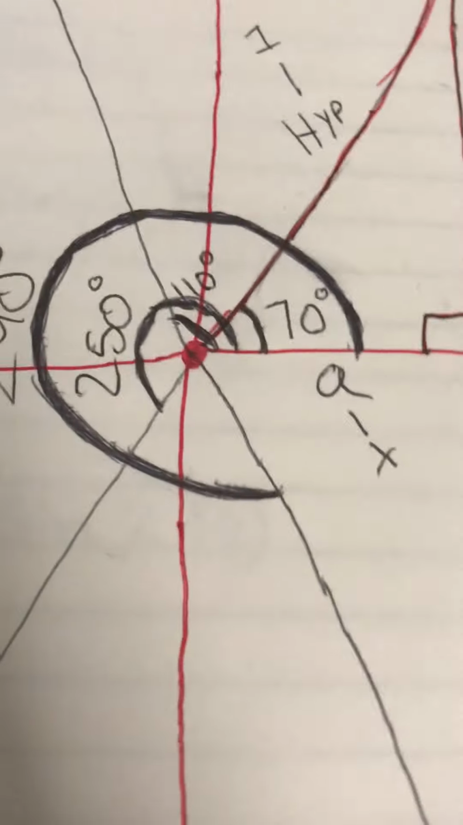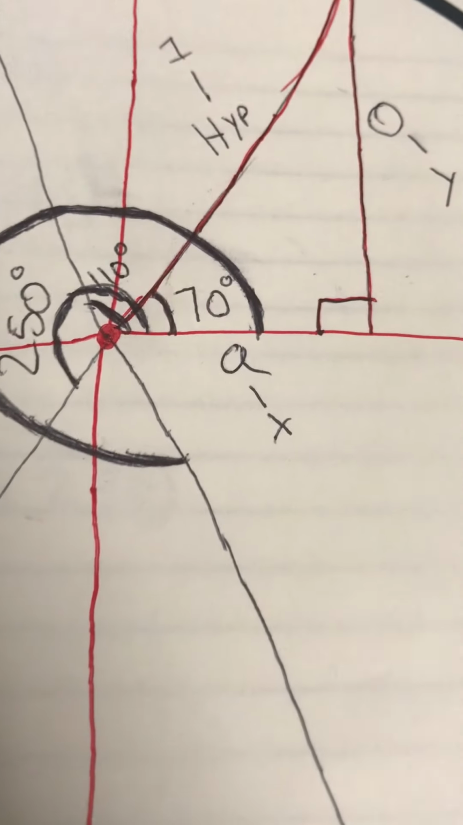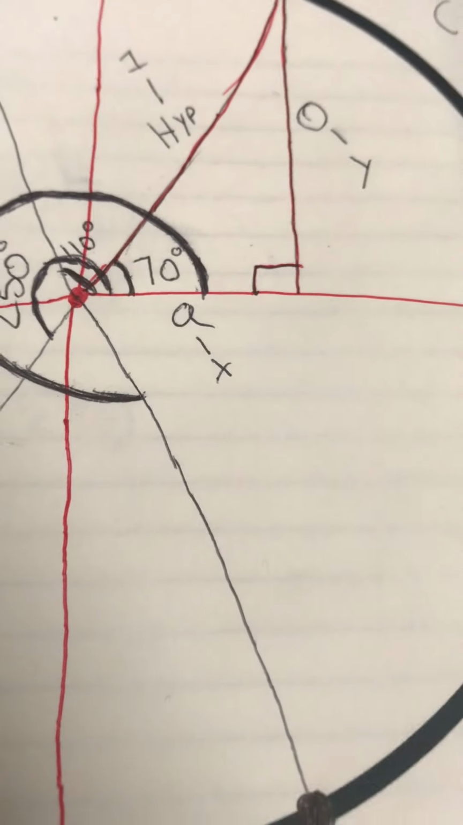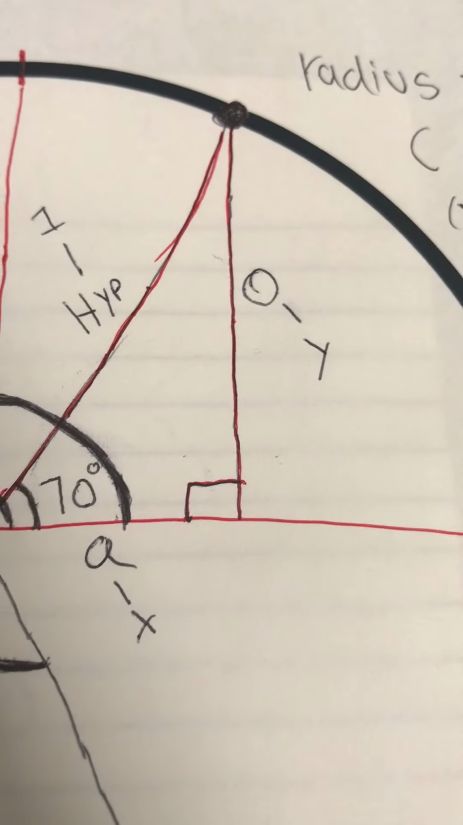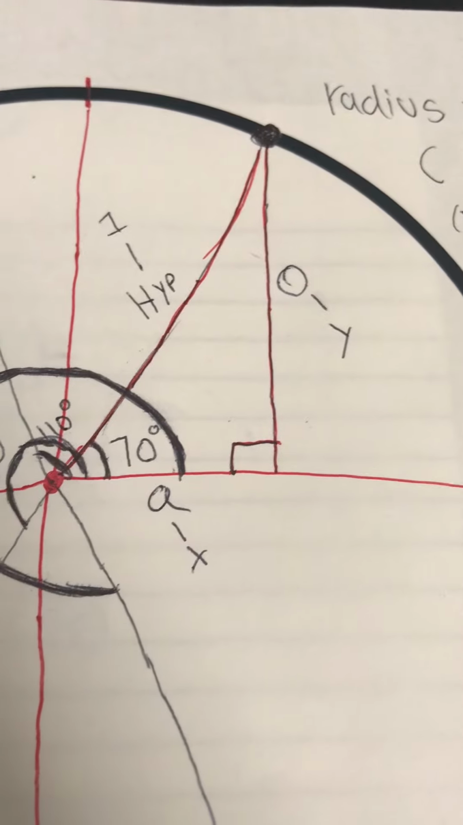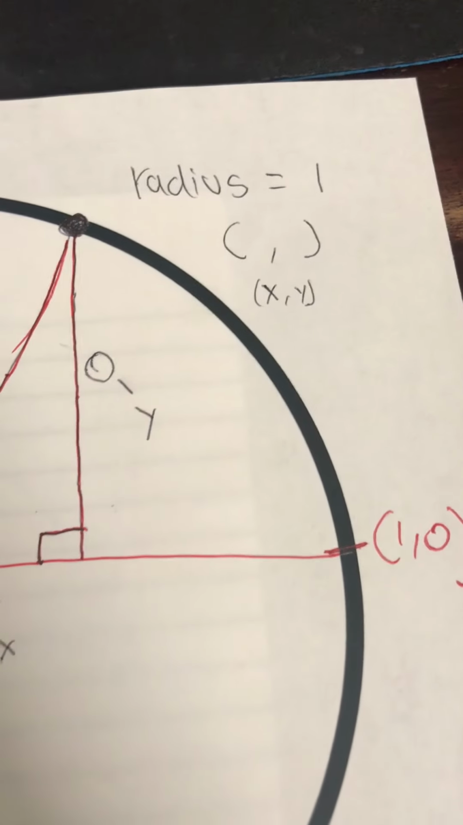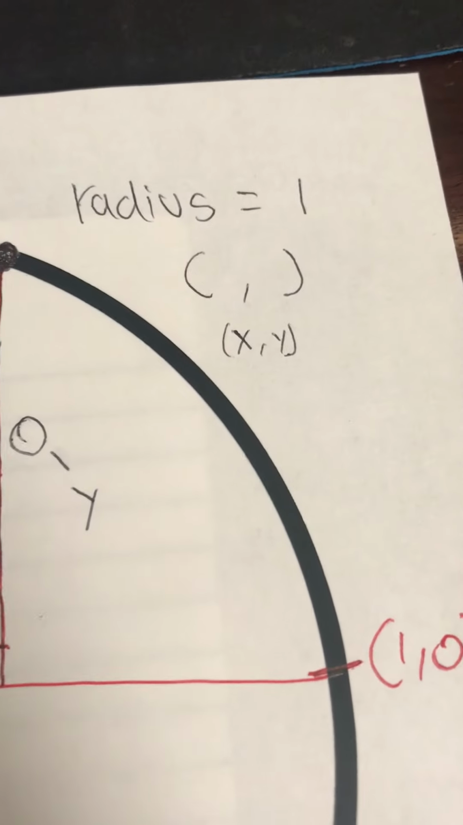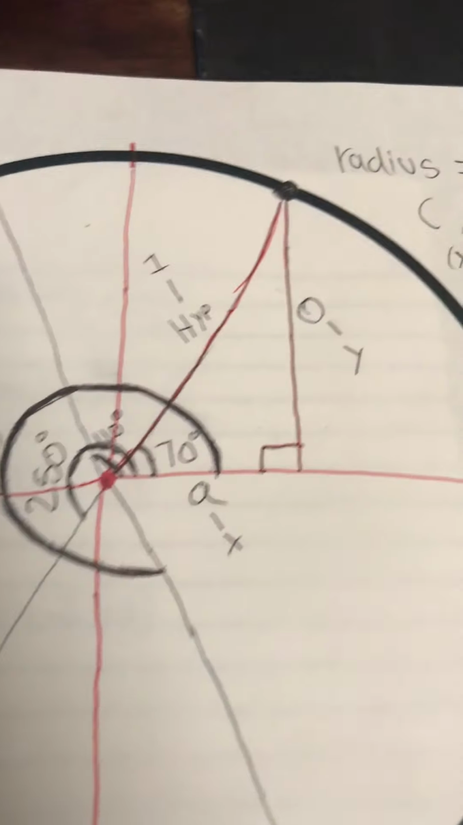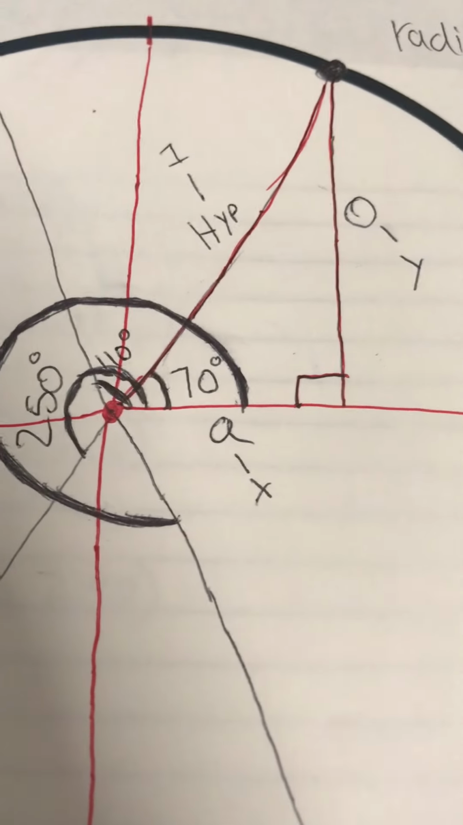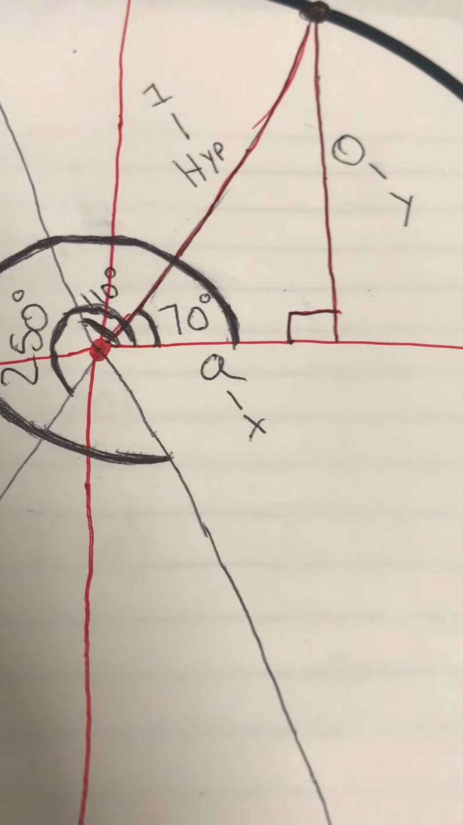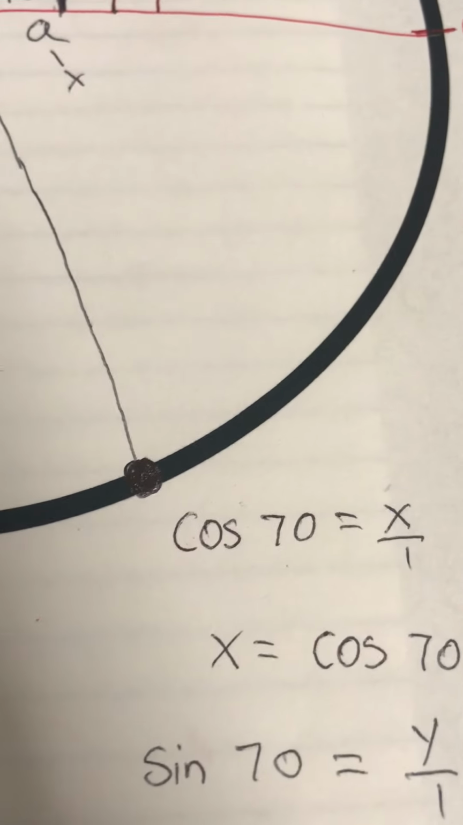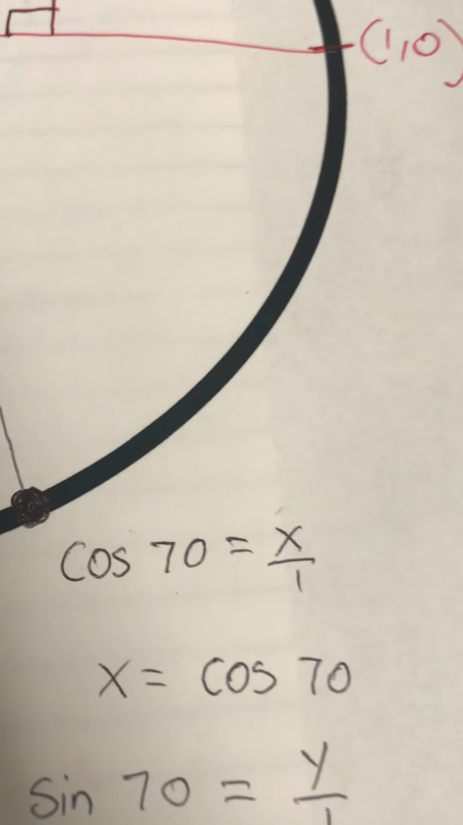And then because of the 70 degrees right here, our adjacent is going to be the x value, the x coordinate, and then our opposite is going to be the y coordinate. So at the end it's going to look something like that. And here we're going to use cosine and sine to figure out the coordinate points. So here, cosine of 70 equals x over 1.